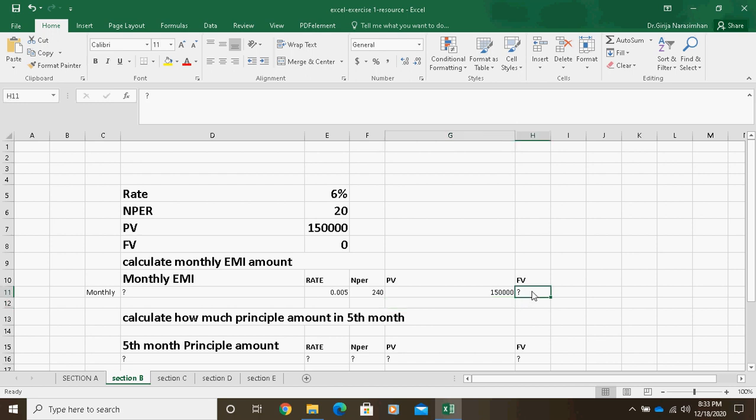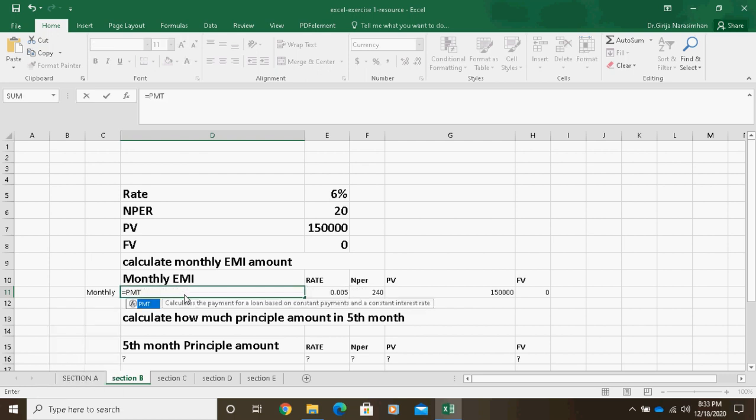FV is 0 by default and is optional only. It is the fixed amount at the end. What is the final amount? So what is the formula for it? PMT. PMT calculates the payment of a loan. Every month, what is my EMI amount? Very simple.